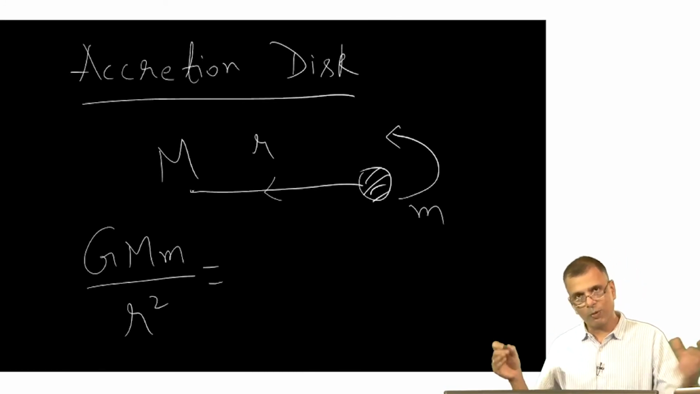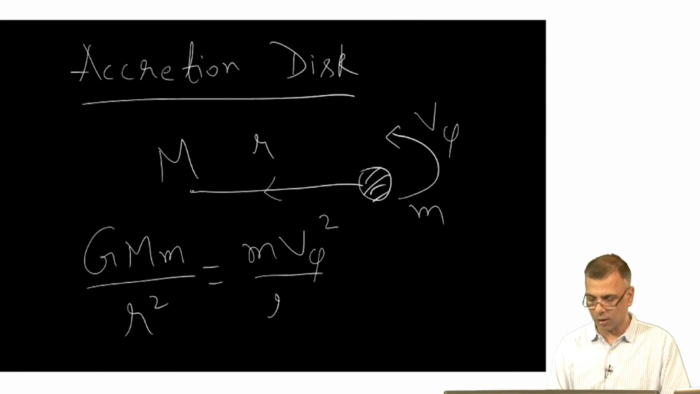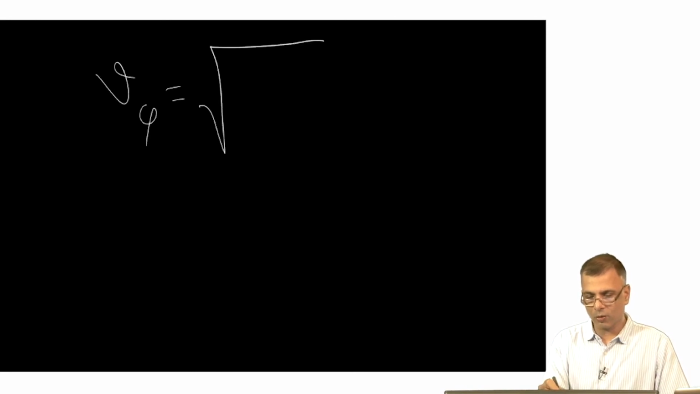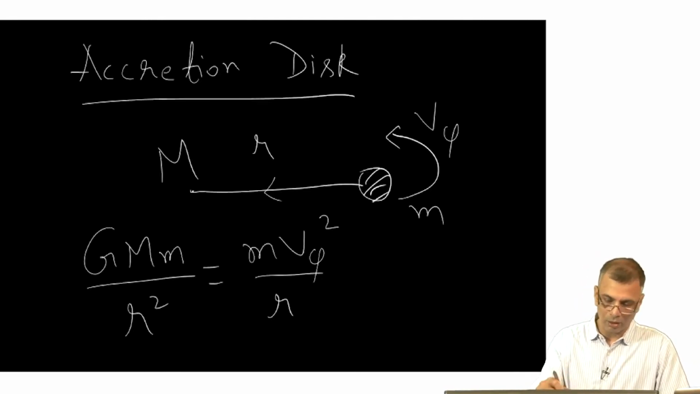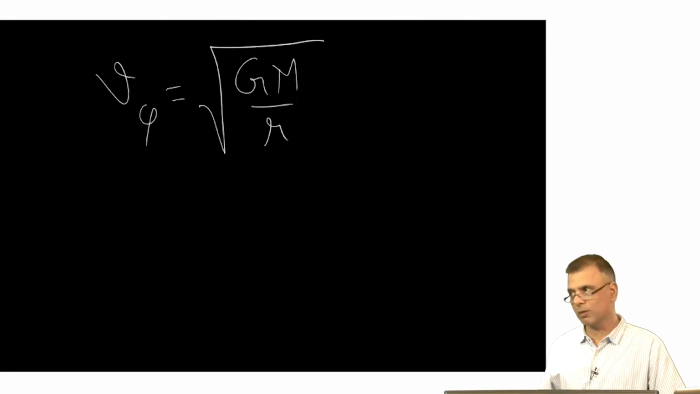And if there's perfect balance between these two forces, with an azimuthal velocity v phi, you would have m v phi squared over r. So this is what's called a Keplerian orbit, a perfectly Keplerian orbit. In that case, the v phi goes as the square root of GM over r. You agree? The small m's cancel, and one r cancels. So all that's required is v phi squared equals GM over r. In other words, the azimuthal velocity goes as the square root of GM over r.